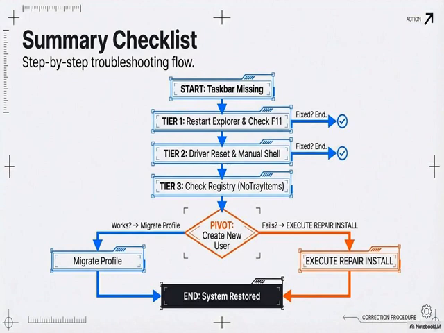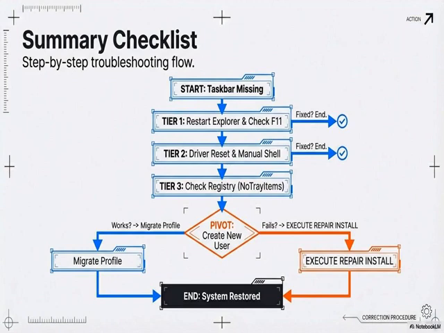So we've gone from the initial panic all the way to this super powerful repair install. What's the one big takeaway for you from all this? For me, it's how we just assume the interface will always be there. We trust it. But the shell, the start button, it's just a program. It can break. And when it breaks, you're locked out.